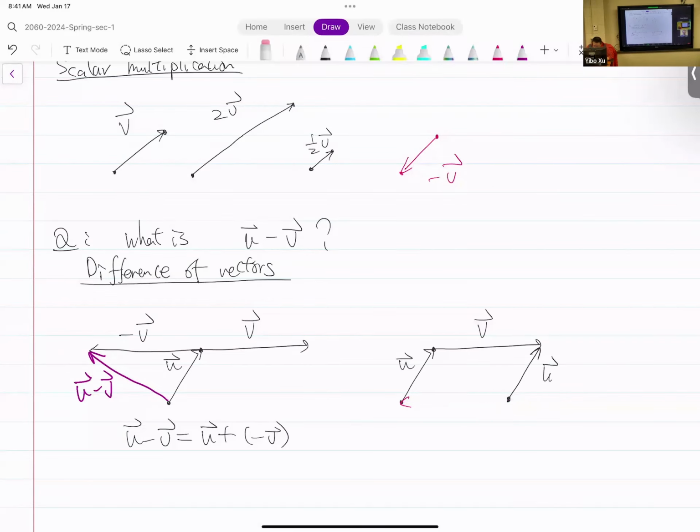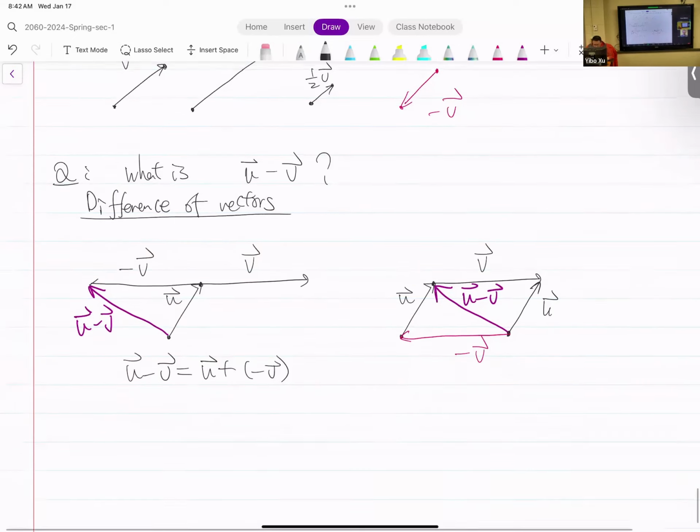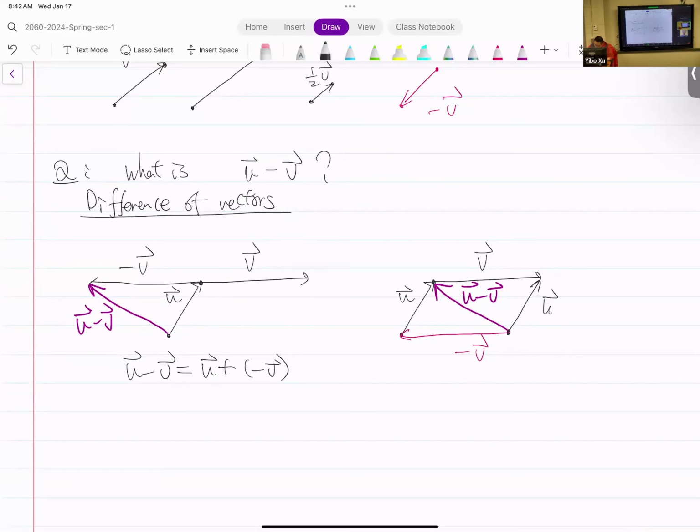And this red one is negative, right? So now they have the same tail. So now we just draw the diagonal, right? Starting from the same tail, the diagonal of the parallelogram is exactly this one. So you see, either way, you will get the same vector in purple. So that's good. Very important. Right. Now, components of vectors.